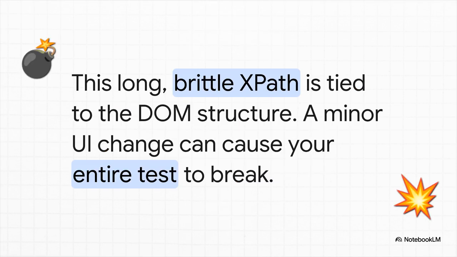And here it is. This right here is the villain of our story today. I mean, just look at that thing. It's a fragile, brittle XPath that's basically a ticking time bomb. It's so locked into the DOM structure that if a developer even sneezes in its direction, your entire test suite could just, poof, go down in flames. We can do so much better.